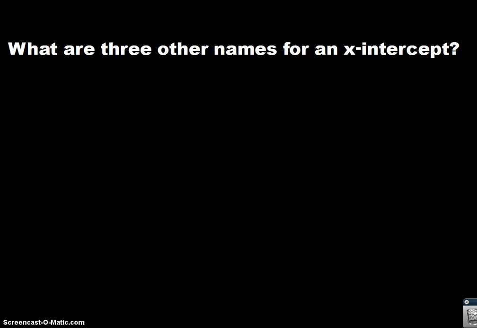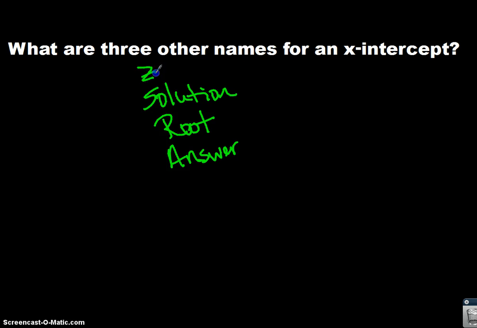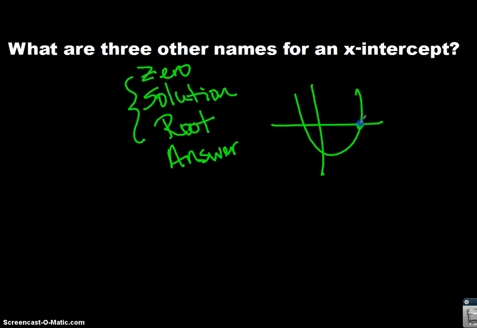What are 3 other names for an x-intercept? An x-intercept can also be called a solution. It can also be called a root. It's also an answer. It's also a 0. These are the 3 that I'm really looking for. An x-intercept is a 0, it's a solution, it's a root. It's where the graph crosses the x-axis.